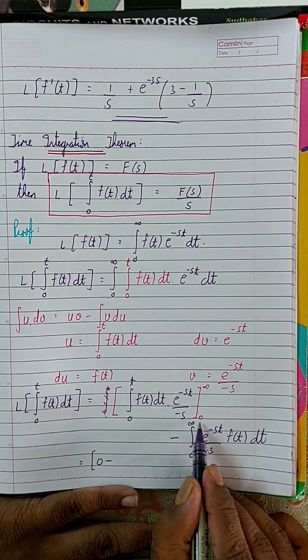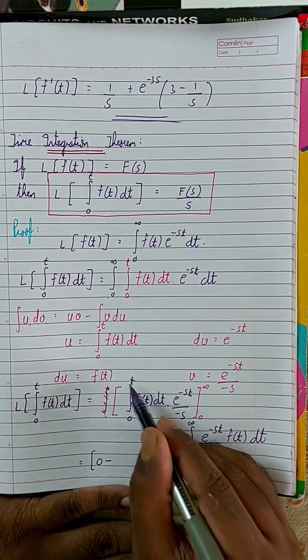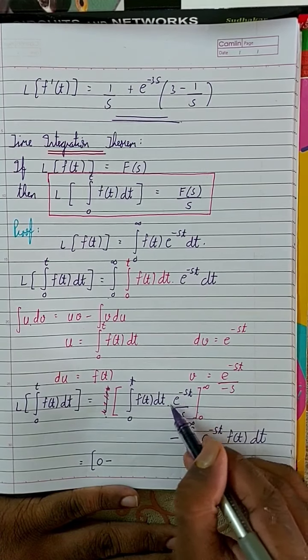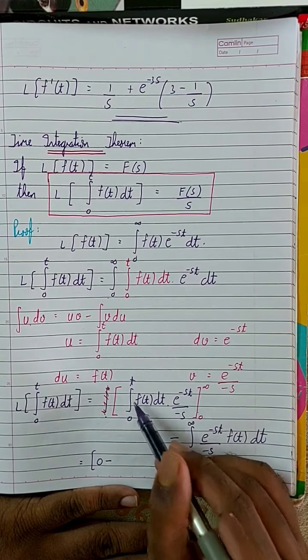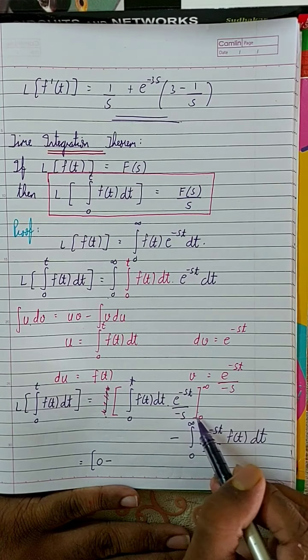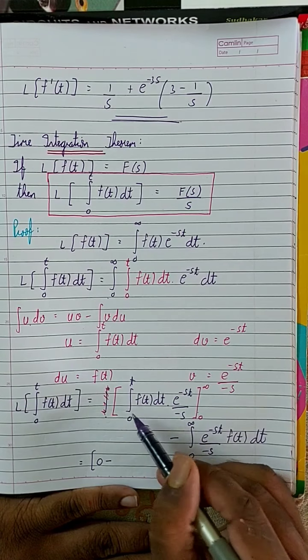If I put t is equal to 0, this will become integral 0 to 0 f of t dt into e raised to 0 by minus s. Okay, e raised to 0 is 1. Alright, but what about over here? Like I said, if I put t is equal to 0, this will become integral 0 to 0 f of t dt. What is integral 0 to 0 f of t dt?